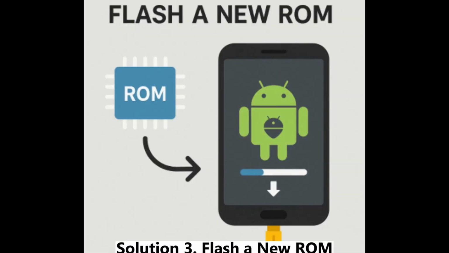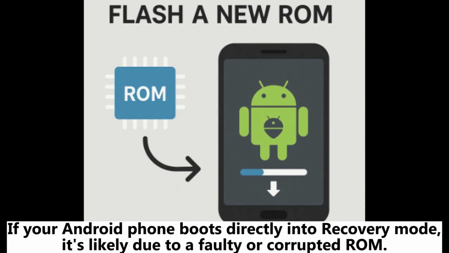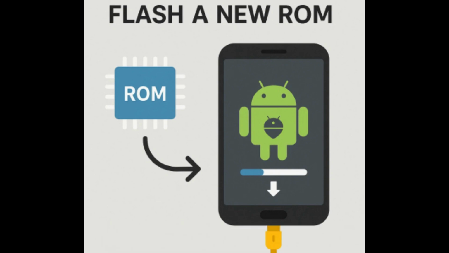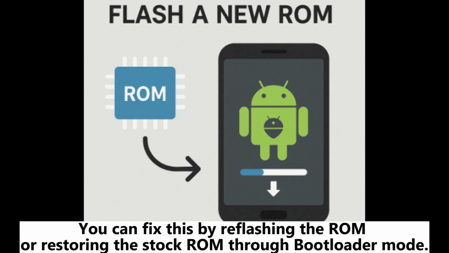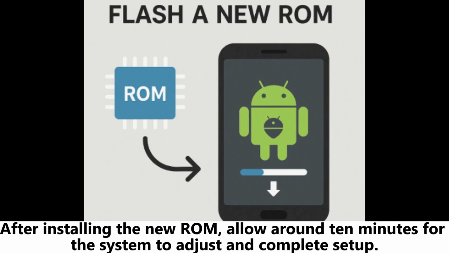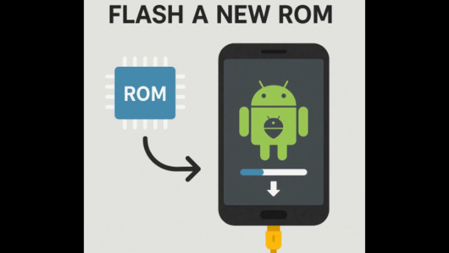Solution 3. Flash a new ROM. If your Android phone boots directly into recovery mode, it's likely due to a faulty or corrupted ROM. You can fix this by reflashing the ROM or restoring the stock ROM through bootloader mode. After installing the new ROM, allow around 10 minutes for the system to adjust and complete setup.